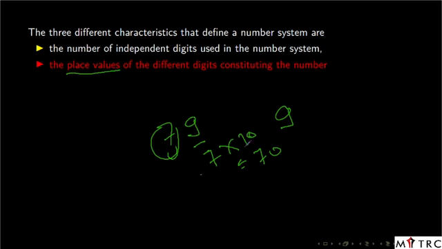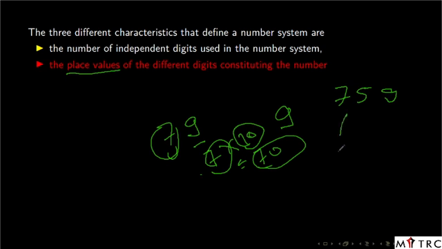So 10 to the power is the weight, and the weight multiplied by the number at that position is the place value. For example, in 759, what is the place value of the third digit? It is 7 multiplied by 10 to the power 2. Here the first digit has weight 10 to the power 0, the next has weight 10 to the power 1, and the next has weight 10 to the power 2. So its place value is 700. This defines place value, the second important characteristic of a number system.